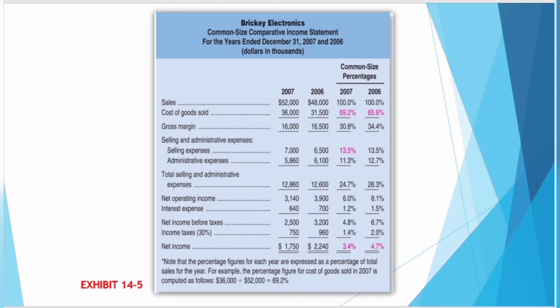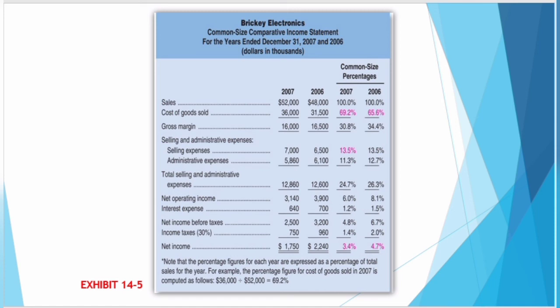For example, we start with the year 2007, cost of goods sold, which is $36,000. You divide $36,000 by $52,000, which is sales, and you get 69.2%. Same with 2006, the $31,500 cost of goods sold, you divide it by sales of $48,000, so you get 65.6%. And so on, until you reach net income. Same for 2007 and 2006.